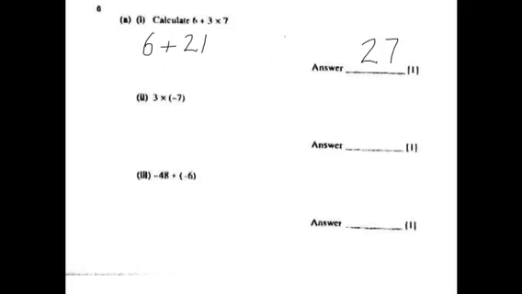The multiplication, we have 3 multiplied by minus 7. Okay, so that is then minus 21. So a positive multiplied by a negative gives me minus 21.